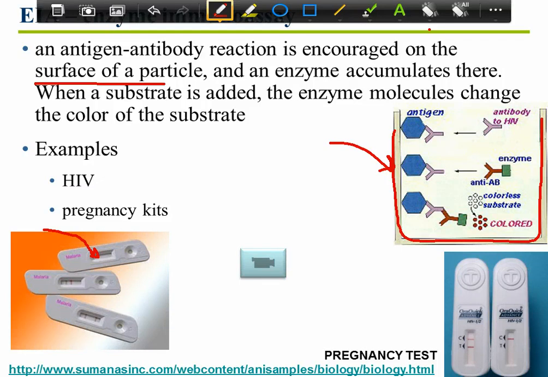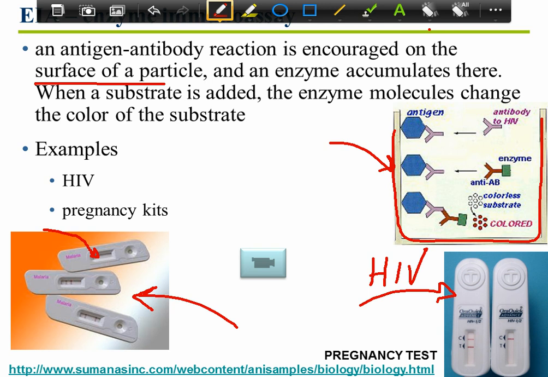Now, the pictures you see here are examples of this. I could have put a pregnancy test kit here. It's the same kind of thing. But instead, I've got an example of the OraQuick, which is for HIV diagnosis, that you can actually buy over the counter now or online. And on the left is a similar type of EIA test for malaria.